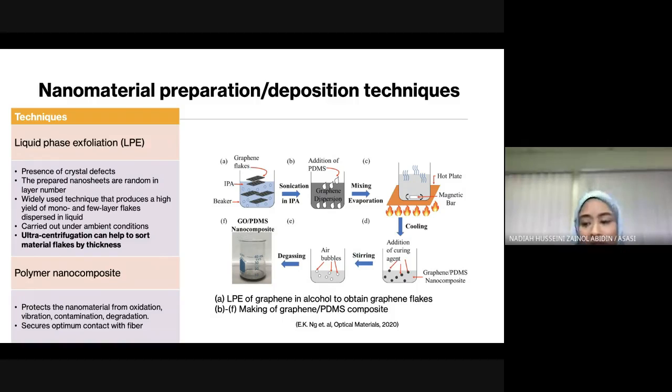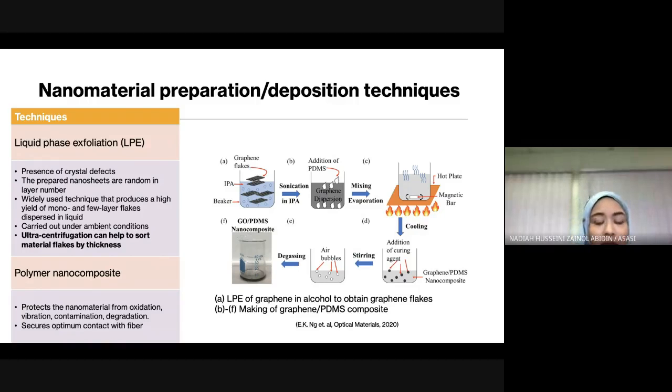It is very scalable. You can do this with a lot of amount at one time. You can process a lot of material at one go, basically. However, the downside to this is the prepared nanosheets are random. You can't exactly control it. Sometimes you get mono, sometimes you get a few layer flakes. It can be carried under ambient conditions, so that's great.